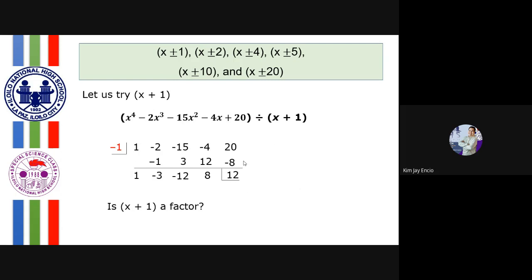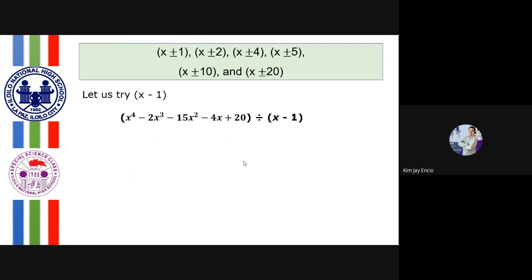And is x plus 1 a factor? No, x plus 1 is not a factor. So this is one attempt that did not work. Let us try other factors. Let's try x minus 1. So the same thing, no? However, if I equate x minus 1 equals 0, then x equals 1. That's why I place 1 at this part here.